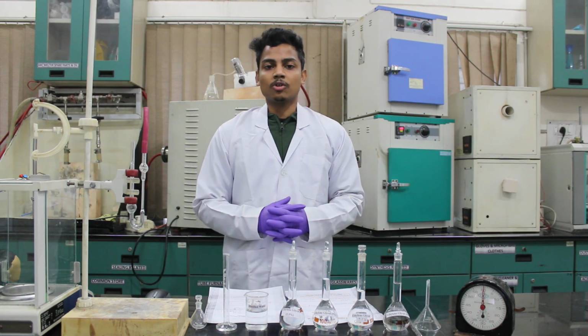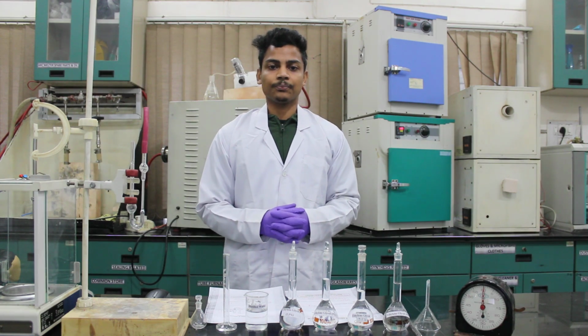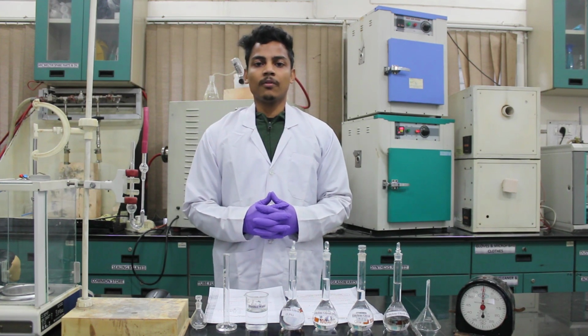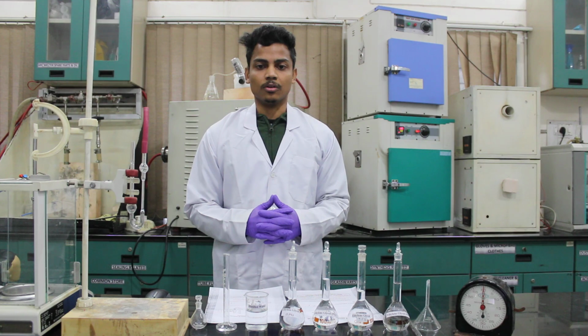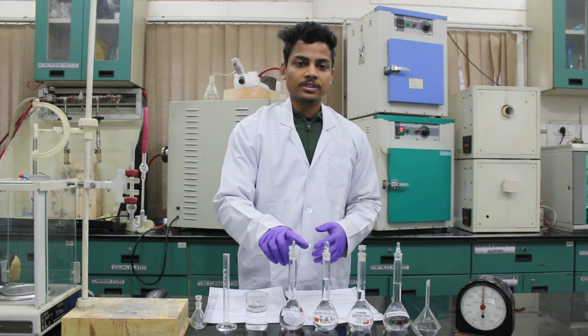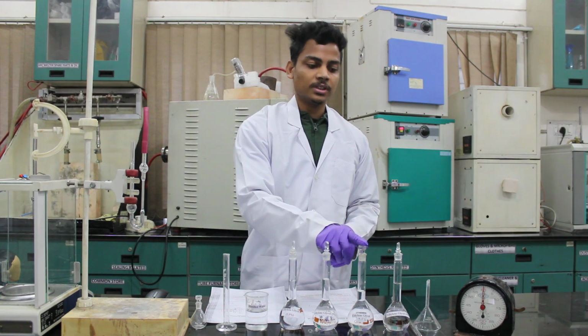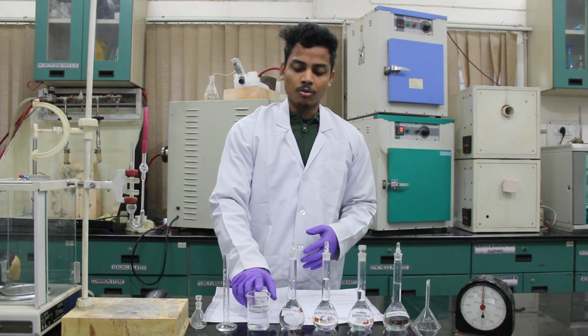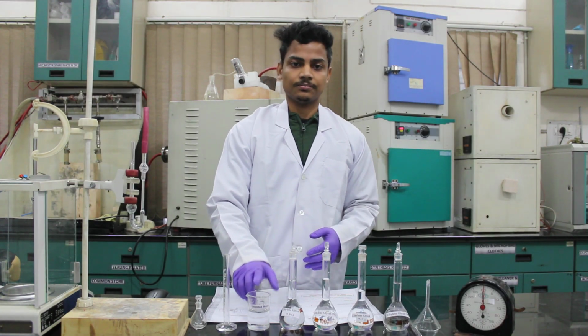Now I am going to explain how to perform this experiment. To perform this experiment, we will prepare 4 different solutions of ethylene glycol: 2.5%, 5%, 7.5% and 10%. You can also prepare more than 4 solutions, but in this case we have prepared 4 solutions. And this is distilled water, which will be used as reference.